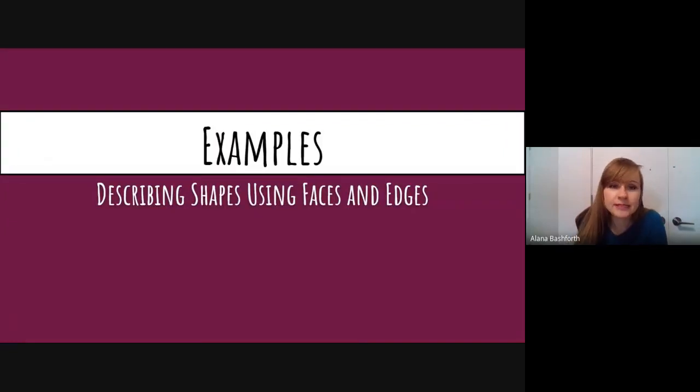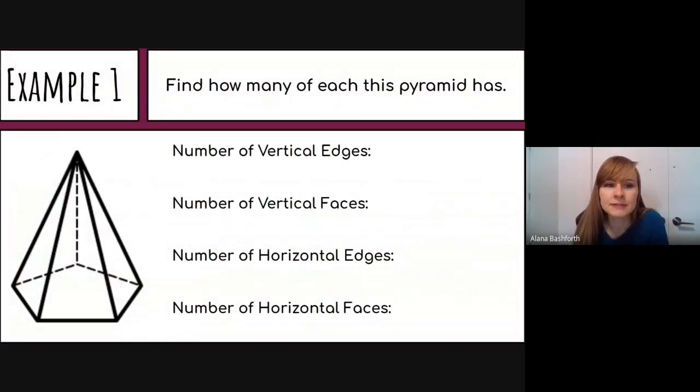Let's look at 3 examples of describing shapes using their faces and edges. And so for example 1, this is a pentagonal prism. I mean, not prism, pyramid. Think about pyramids in Egypt. They look like that. Anyways, so we're going to find the number of vertical edges, vertical faces, horizontal edges, and horizontal faces. So first, vertical edges, straight up and down. There are none. Nothing goes straight up and down. How about vertical faces? 0 also.